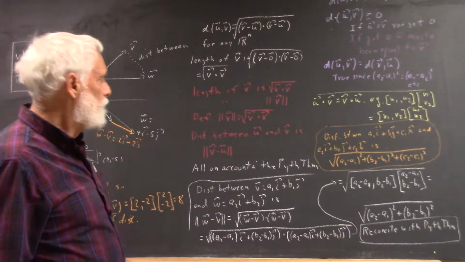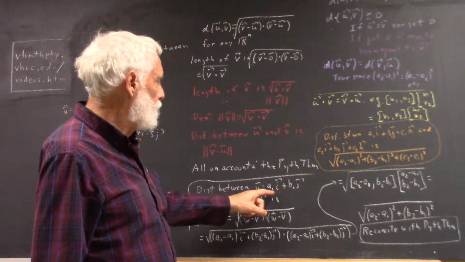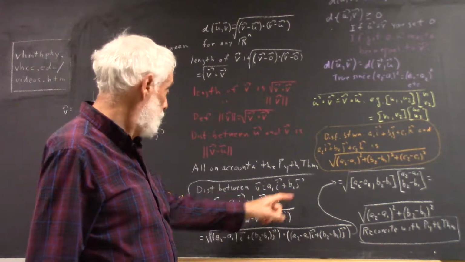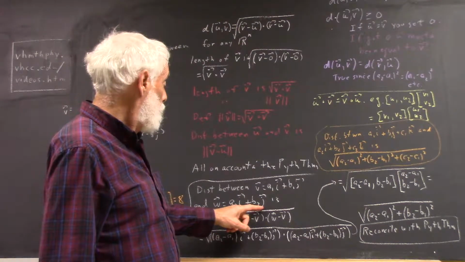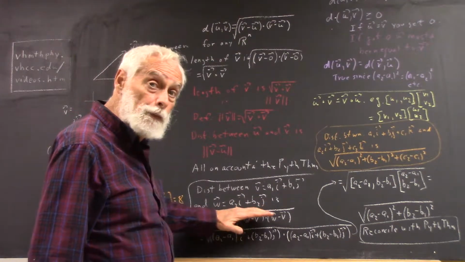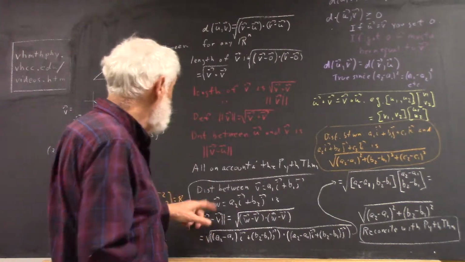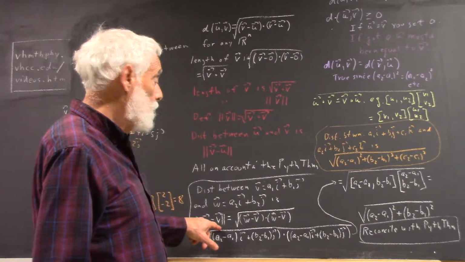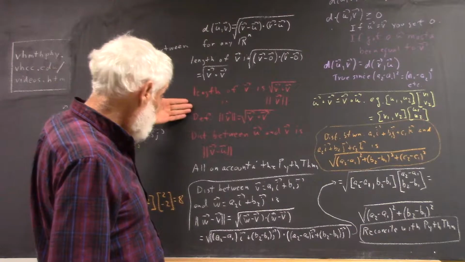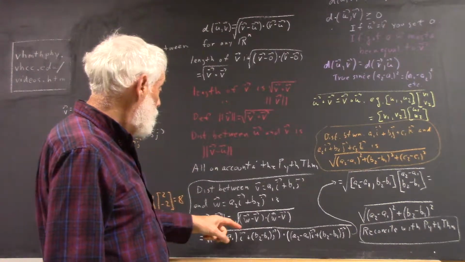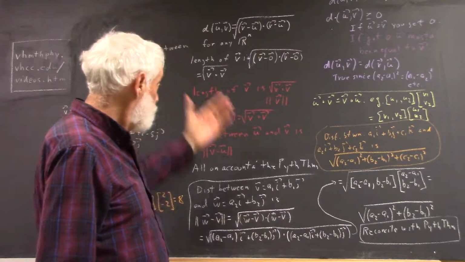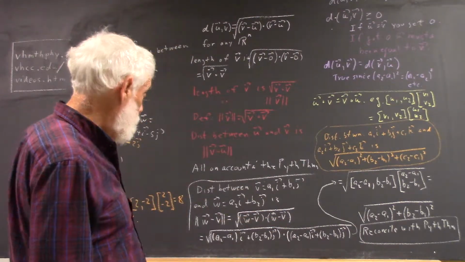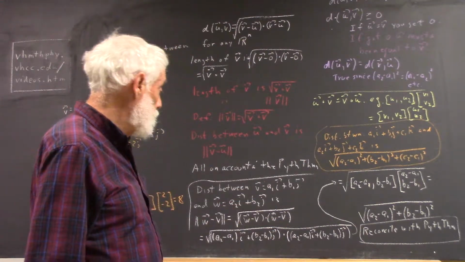So, as an example, what's the distance between v equals a1i plus b1j and w equals a2i plus b2j? Writing this out carefully in terms of the definitions, the definition is the magnitude of w minus v, which is the square root of w minus v dot w minus v. That's the definition of length, the dot product of the vector with itself.